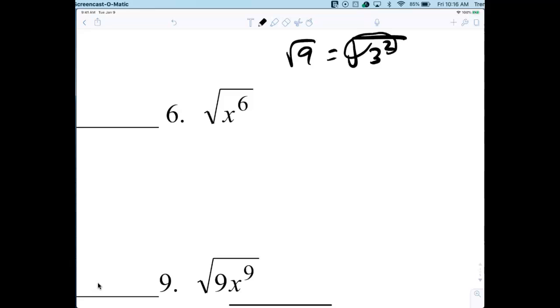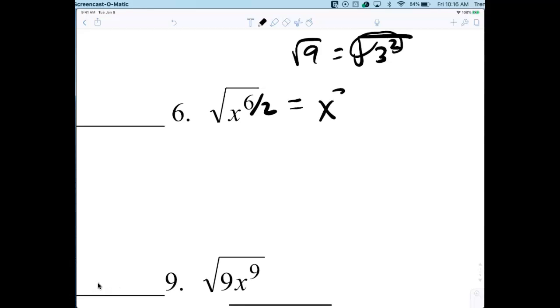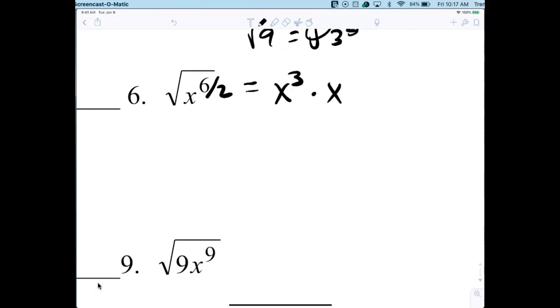So the rule for variables is you take them out in groups of 2. So if you're going to take them out in groups of 2, that means all you have to do is divide by 2. So it would be what? X to the third. Now, how do I know that's the answer? Kind of going back to what Ian was asking me. Because if I take x to the third and multiply by x to the third, I get what? X to the sixth.